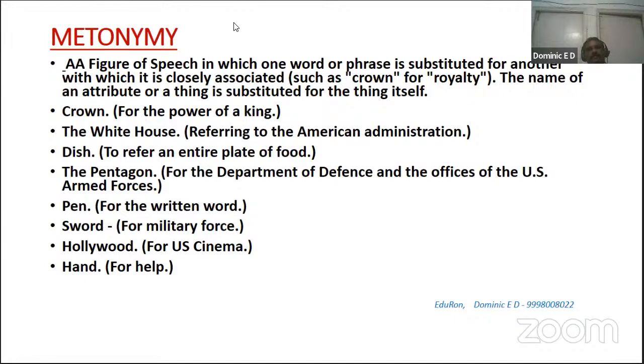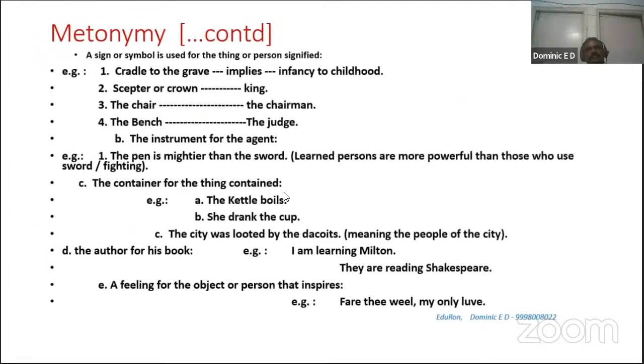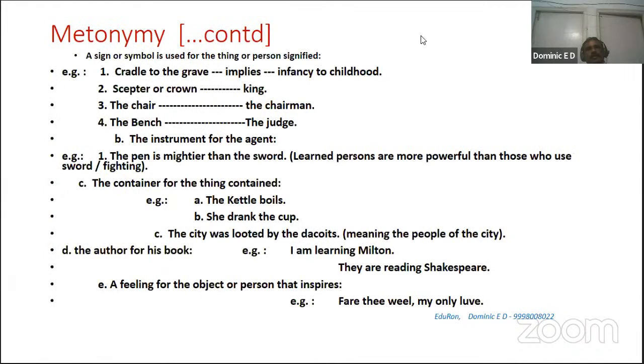More examples of metonymy can be seen over here. Cradle to the grave implies infancy to death. Scepter or crown for king, the chair for chairman, bench for the judge, or maybe the instrument for the agent. A pen is mightier than sword. A learned person is more powerful than those who are fighting with the sword.